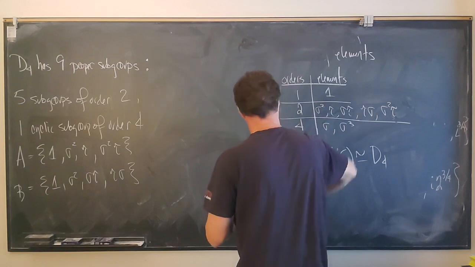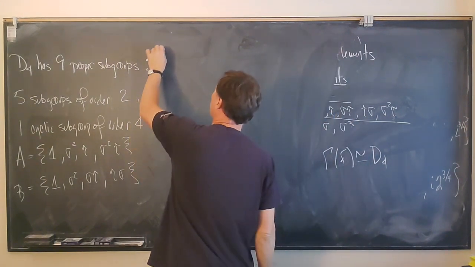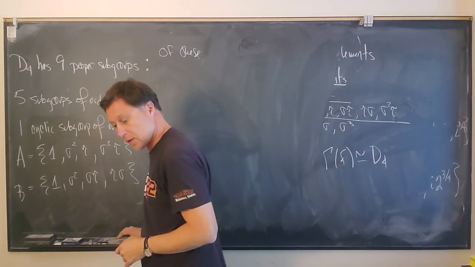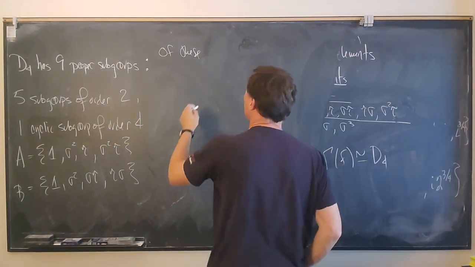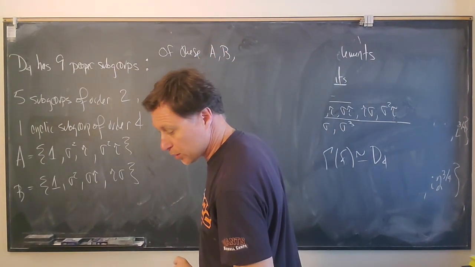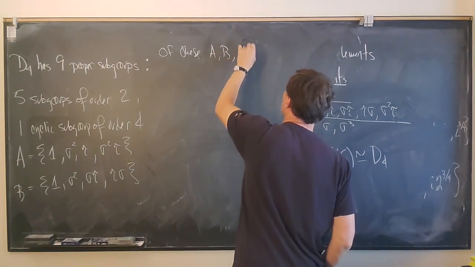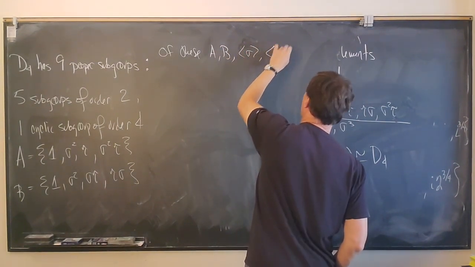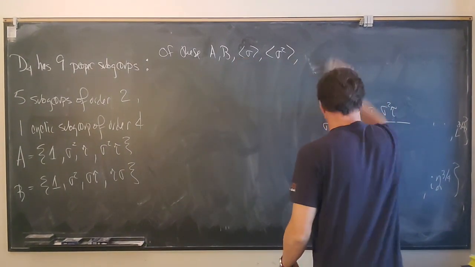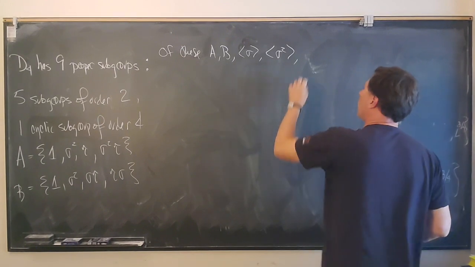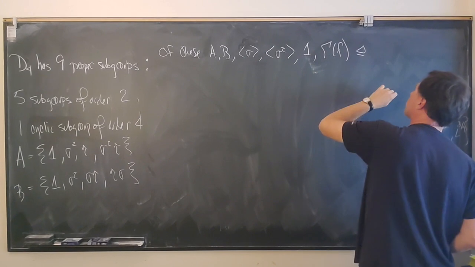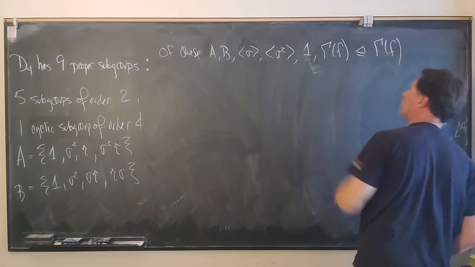Also, we'll say of these, some are normal, some are not. So of these A, B, the subgroup generated by sigma, the subgroup generated by sigma squared, the identity and the whole group are normal subgroups of the Galois group.